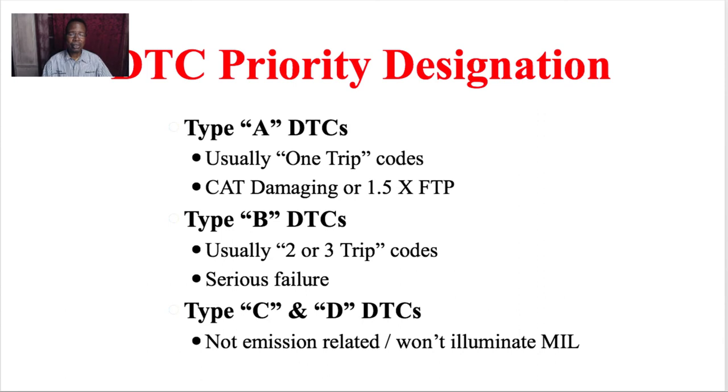A Type B code is a two-trip failure, meaning if it failed one time, it left a pending code. If it fails again, the light will come on. It can fail one time and the light not be on. If it fails the second time, the light will come on.